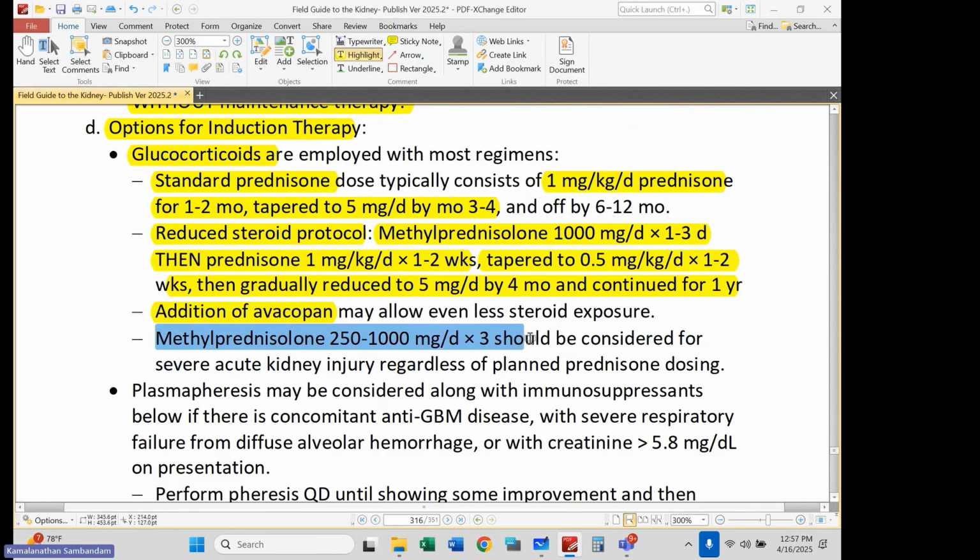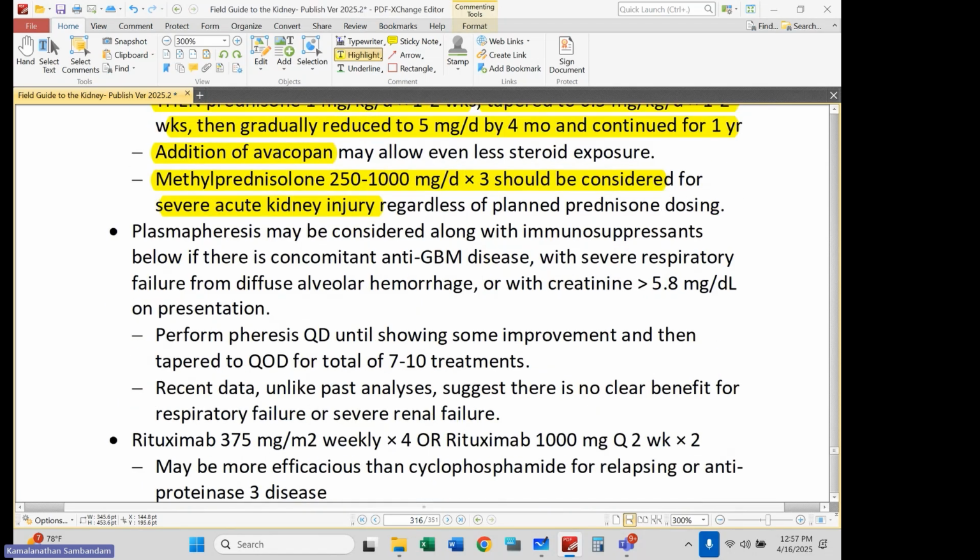Solumedrol generally is considered for the severe presentations. That is an art of medicine decision. There's really no guidelines of when you want to use the Solumedrol.